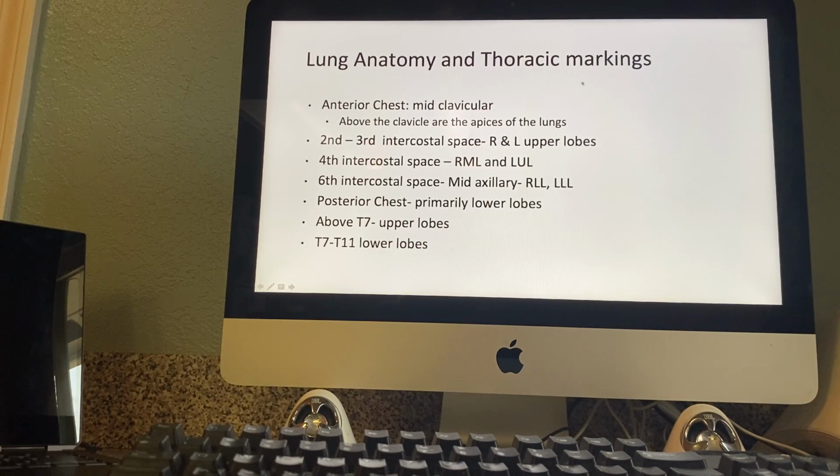This slide will be kind of your bread and butter of all that we need to know. This slide will be on a quiz next week. I can guarantee it because it's very important for us to know.